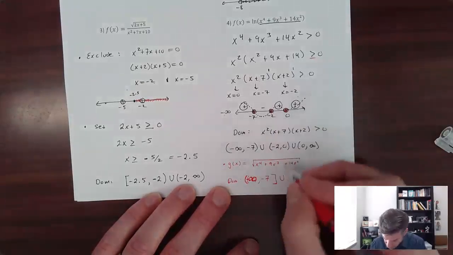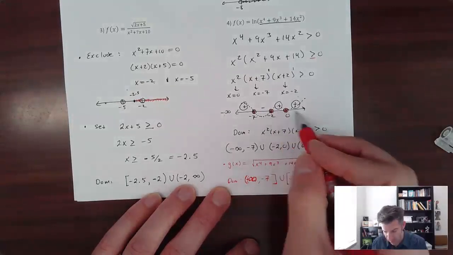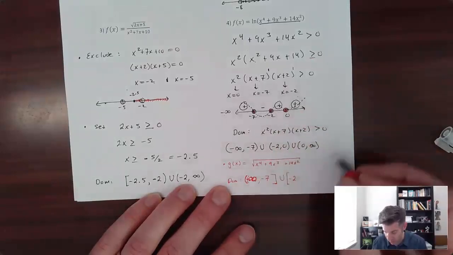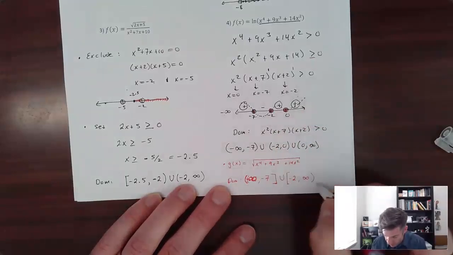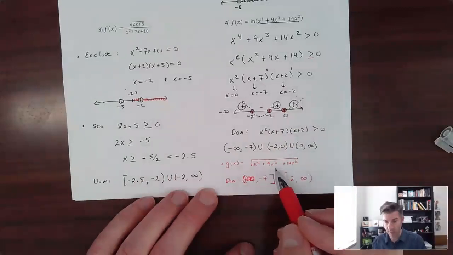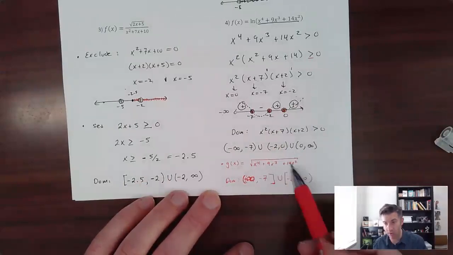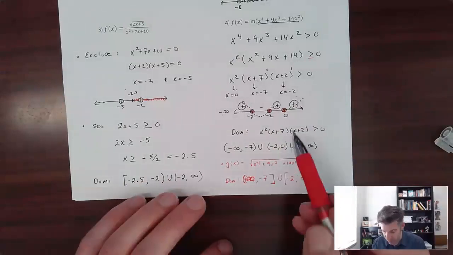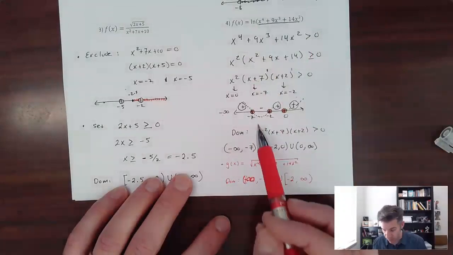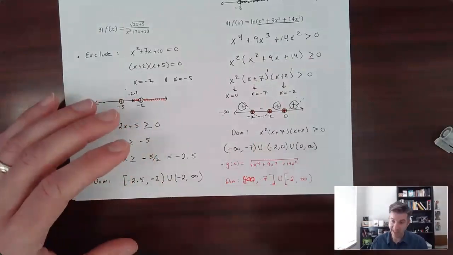Union, everything from -2 inclusive. And then I want everything from -2 to 0 and from 0 to infinity, but I want to include 0. So I really should just go everywhere from -2, right? There's no breaks from -2 onwards. I'm going to go -2 to infinity. And that would be the domain if the function was g of x equal to the square root of x to the 4th plus 9x cubed plus 14x squared, because it's okay for the inside part, the argument, to equal 0. Whereas for this function, it's not okay for the inside part to equal 0. So we exclude those points that make the inside equal to 0.